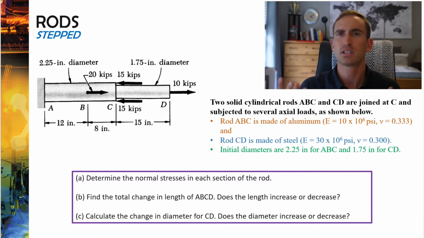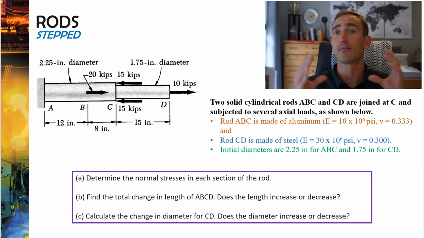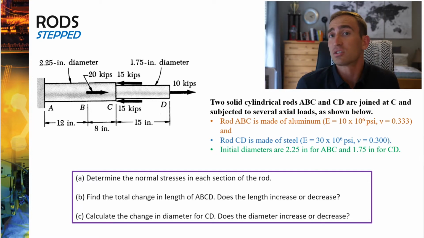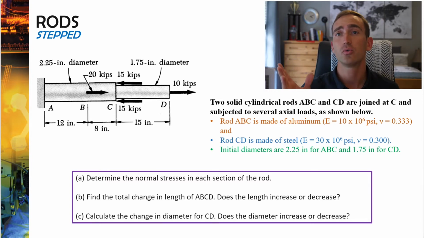You're told all these different material properties like Young's modulus and Poisson's ratio about these materials, and you're asked to determine a variety of different things: the normal stresses on the rods, the total change in length of the whole system, and to calculate the change in diameter. So again, nothing is new here per se, but really what we're doing is applying all the concepts to a new format of problem. And before we get started with this, let me show you really quickly what steps you're going to want to take in a stepped rod problem.